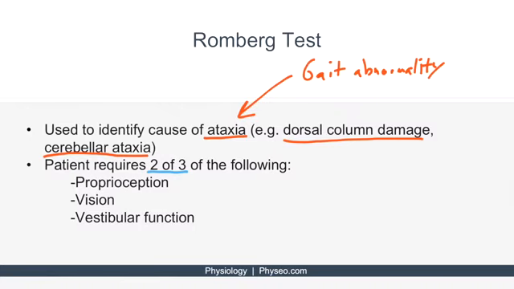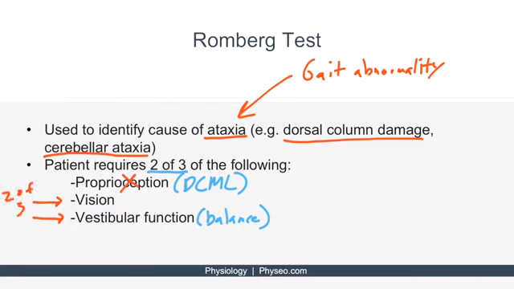They need proprioception. In other words, they need the dorsal column, medial lemniscus pathway fully intact. They need vision. They need to be able to see where they are. And they need vestibular function, which helps them balance. And if they lose one of those, let's say proprioception, then when they're walking around, they have vision and vestibular function, which means that they can walk totally normal because they have 2 of the 3.